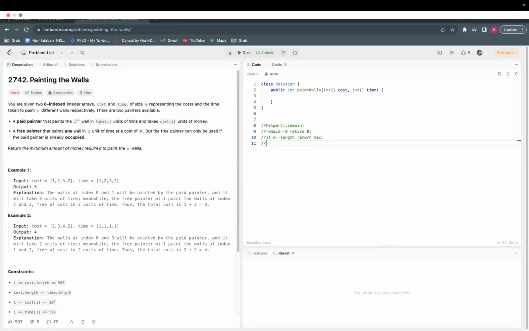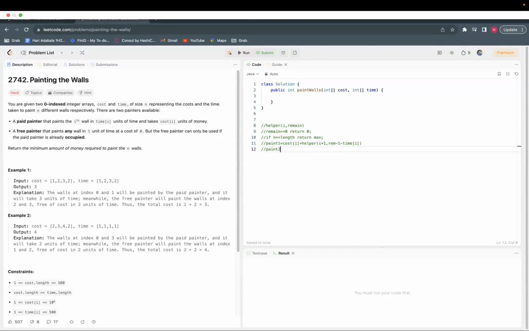What if this gets painted by the first one? So paint one will be equal to, we'll call this helper function with i plus 1 and remaining minus 1 minus time at that index, right? And also we need to add cost for this.